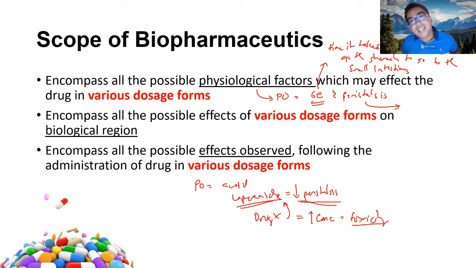Kasi nga, class, if we think about it, absorption takes place mostly on the small intestines. Okay? Meron namang absorption sa stomach, pero not as significant as that of the small intestines. Okay? So, ayun. And that's just one example, class. Ang dami pang physiological factors na involved dito. Okay? So, those are some of the biopharmaceutic considerations that we have to take note of.